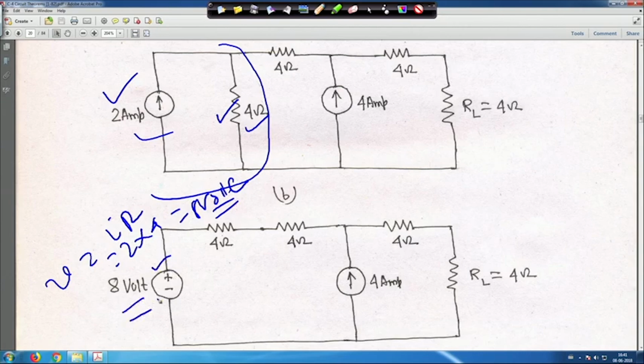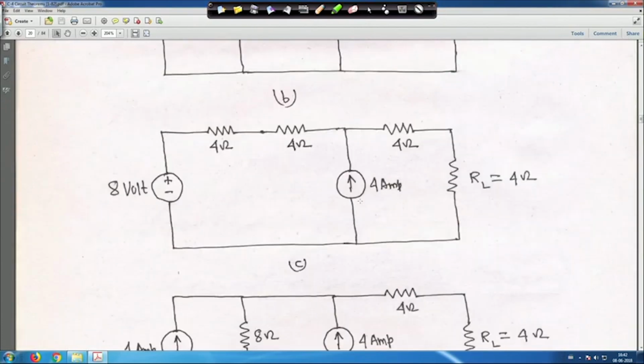So, this is plus minus, and that means this 8 volt and this 4 ohm are in series. Along with that, this 4 ohm resistance was there. So, 4 and 4 are both in series, and this 4 ampere part of the circuit we keep as it is. After transformation, these two, 4 plus 4, is 8 ohm, in series.